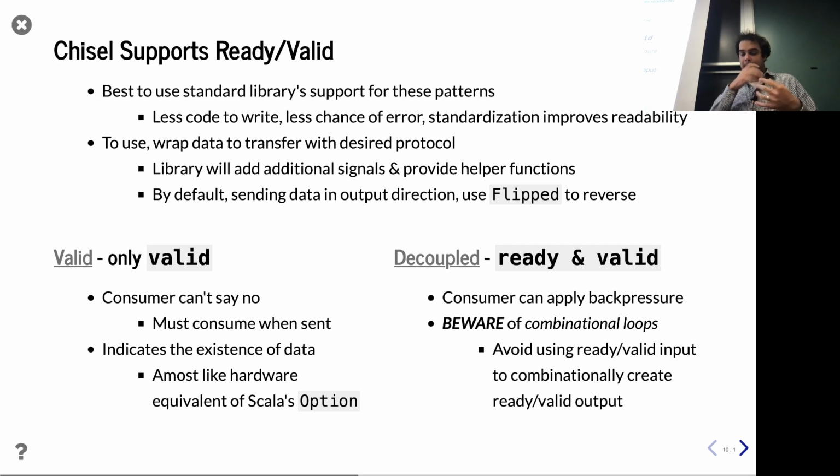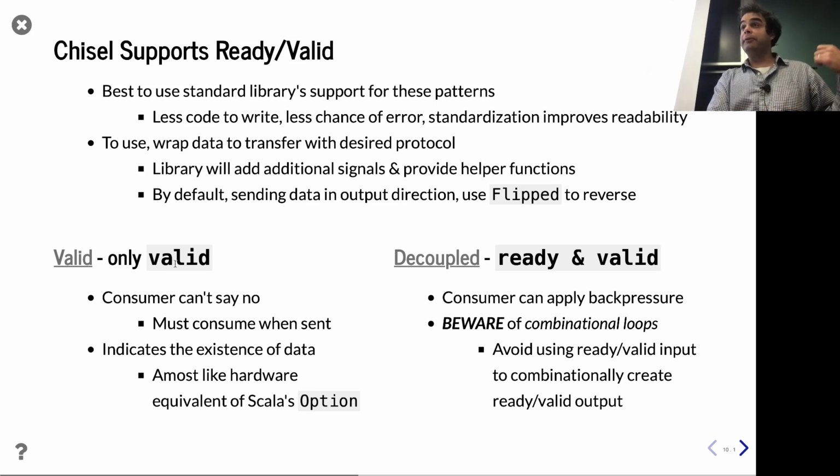So for example, what we were just talking about is referred to as Decoupled. If I mark something as Decoupled, it's going to automatically insert ready and valid ports into that thing I'm talking about. This allows it to do two-way communication. I'm sending, and the receiver can give back pressure.